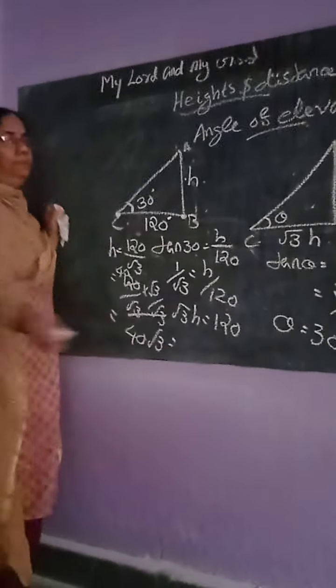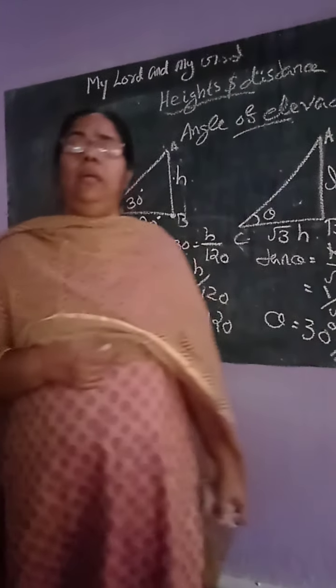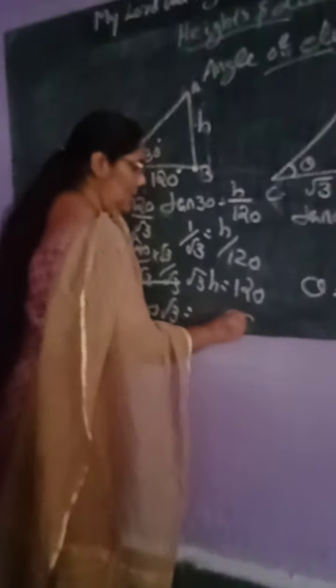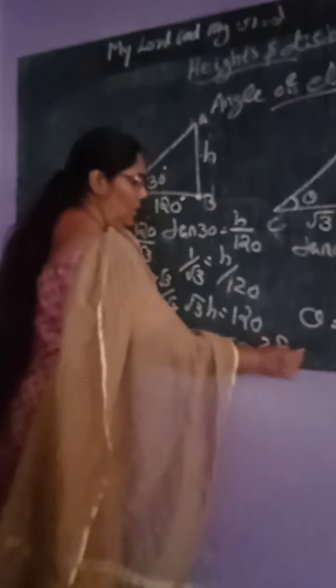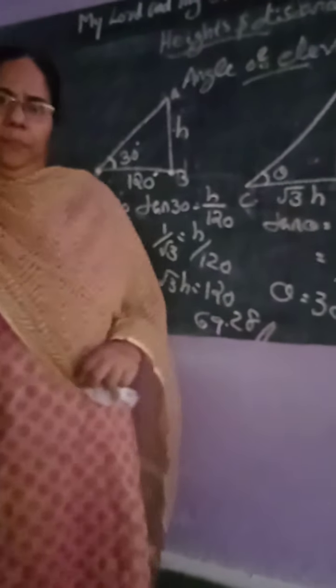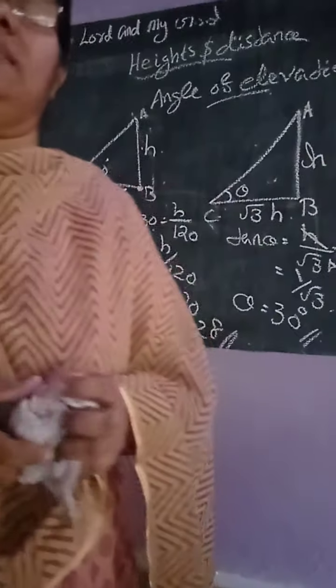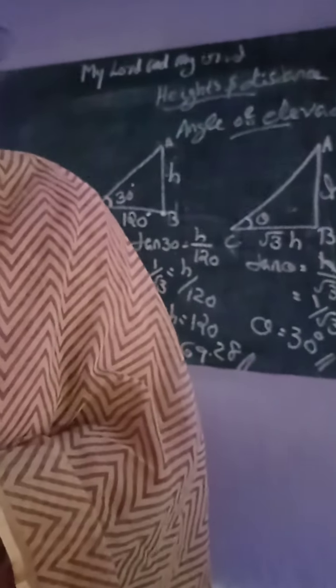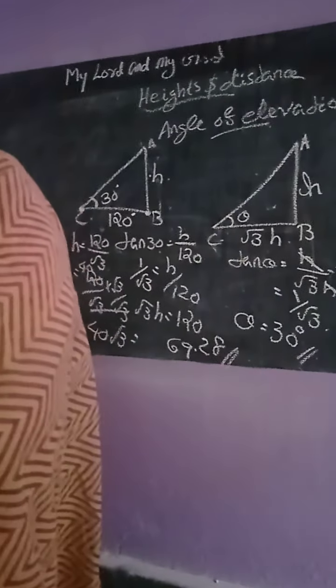40 root 3. What's the value of root 3? 1.732. 40 into 1.732. What's the answer? 69.28. Final answer, 69.28. 40 root 3. Understand? Study that value. Root 3 is equal to 1.732. Right. Next question. One more question. Write down.